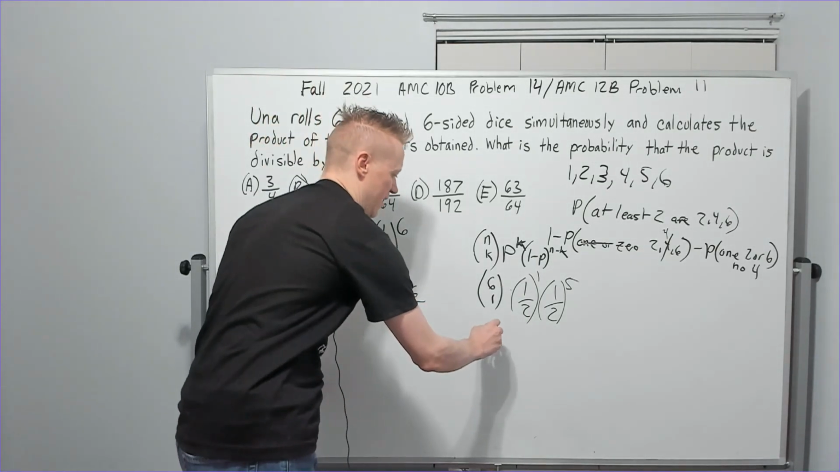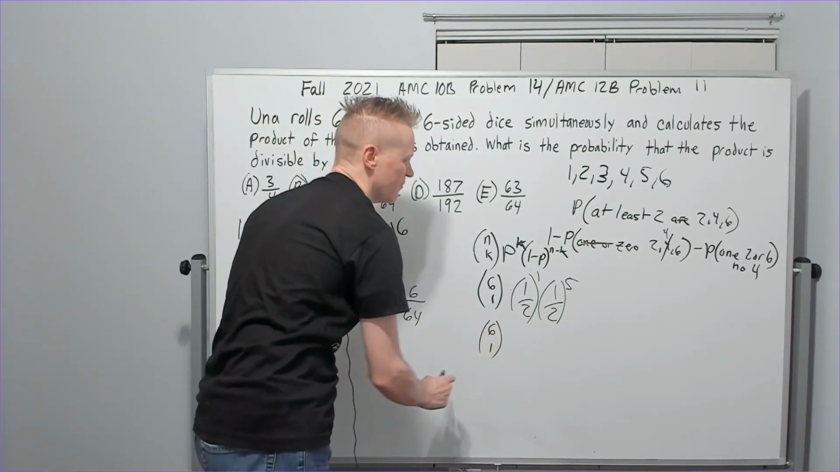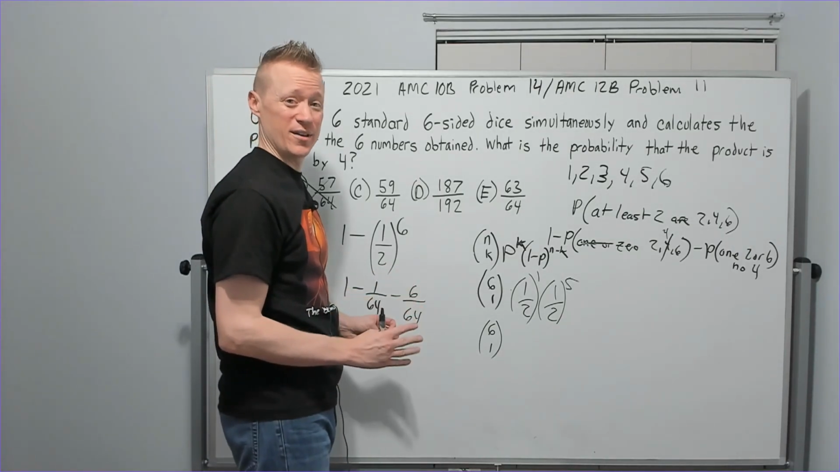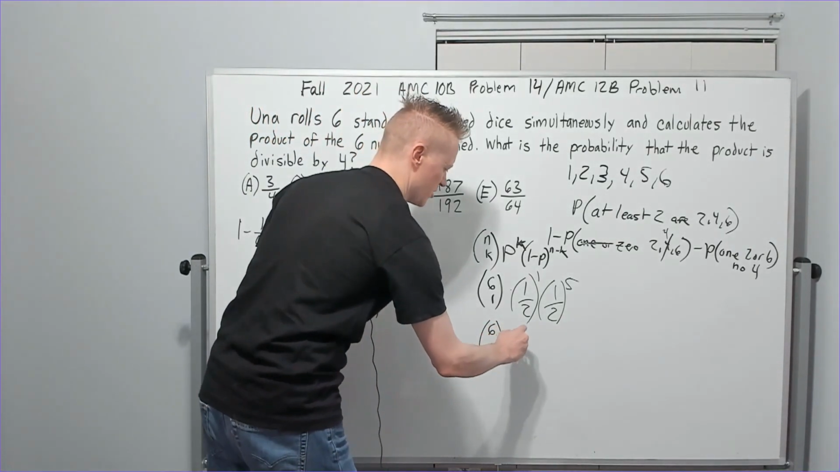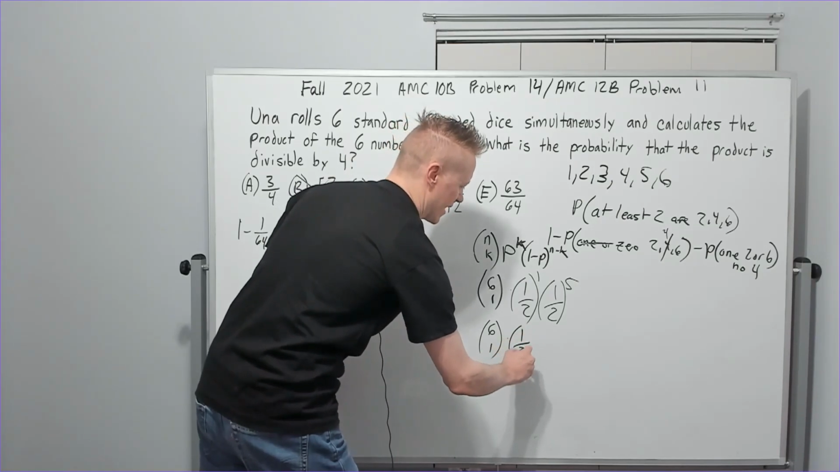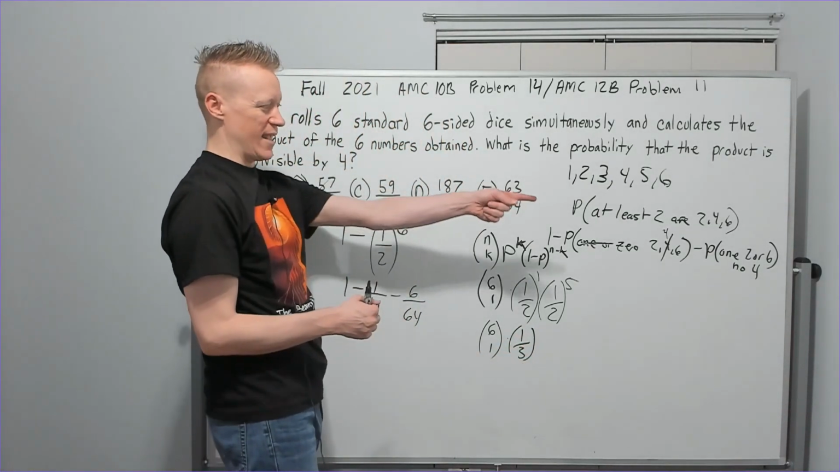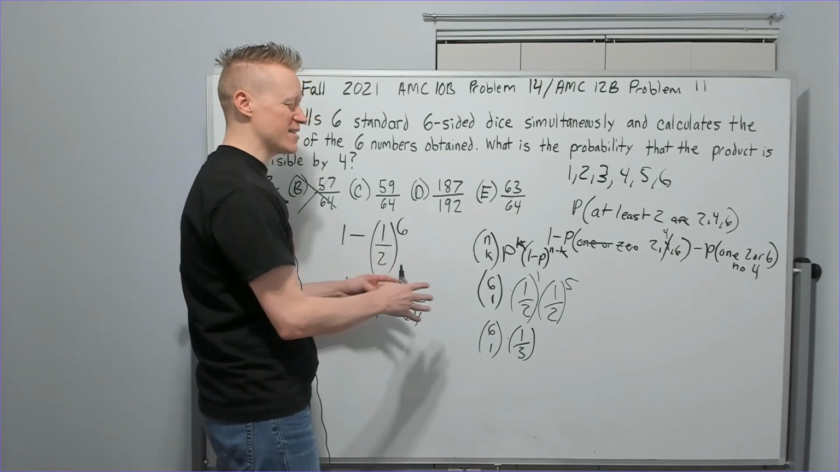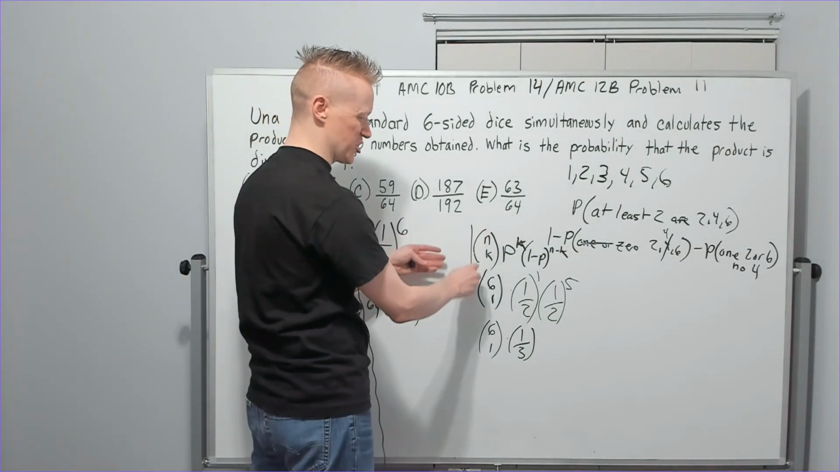So we're still going to have 6 choose 1. And the chance of that success is 1/3. Okay, so there's a 1 in 3 chance that I get a 2 or a 6. Okay, because 2 out of 6 is 1 out of 3. But this is the tricky part. We can't just use this straight up.